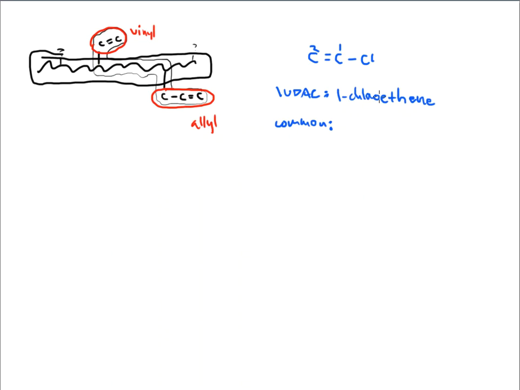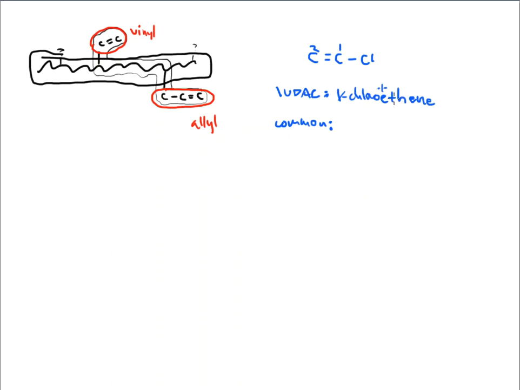Or if you don't like that, squeeze in another 1 right there: 1-chloro-1-ethene, just to be safe. So there's the IUPAC way that we can name that particular compound. I can also leave the 1 off and just call it chloroethene. The 1 is understood to be with the chloro, and the 1 is understood to be with the ene group of the double bond. But that's the IUPAC name.